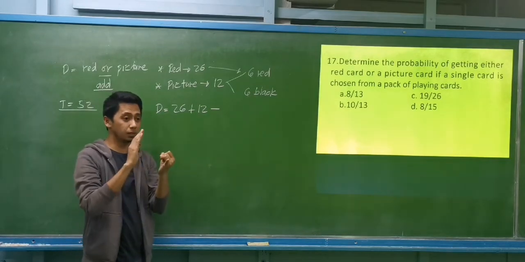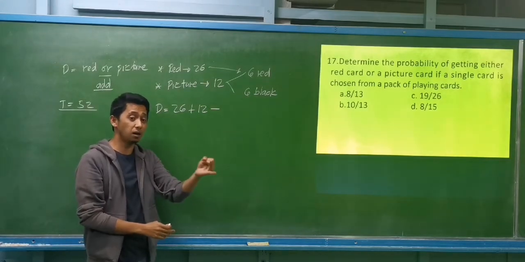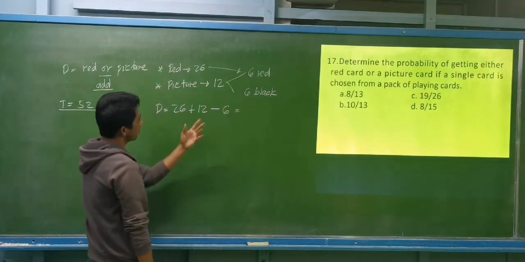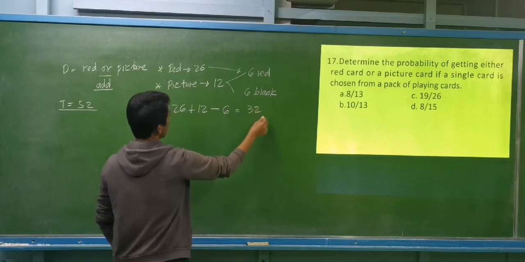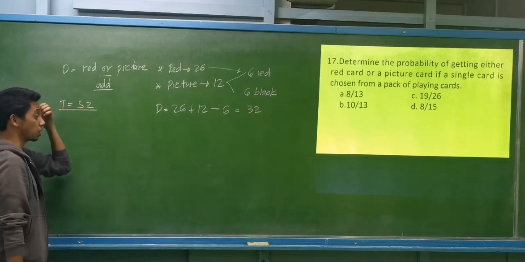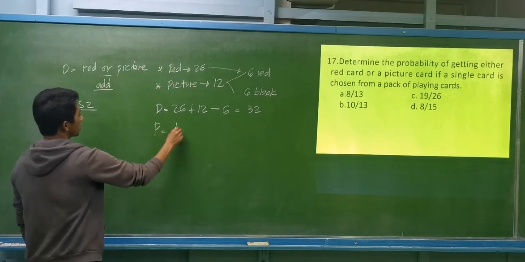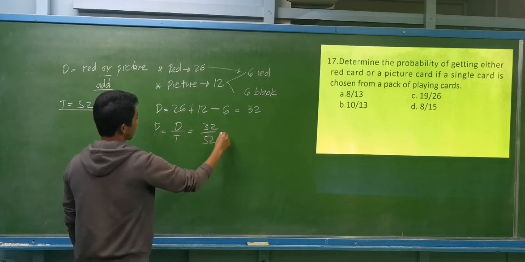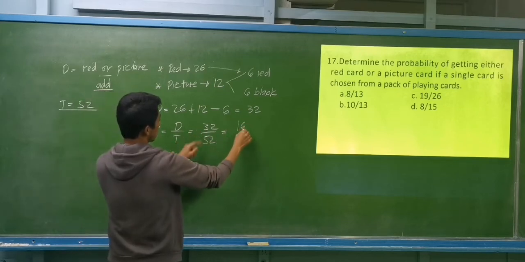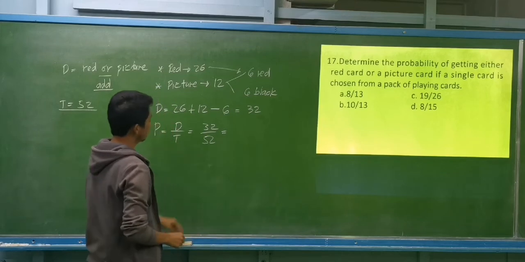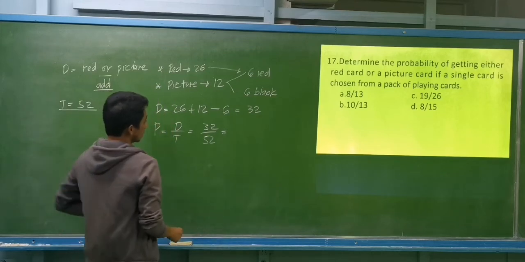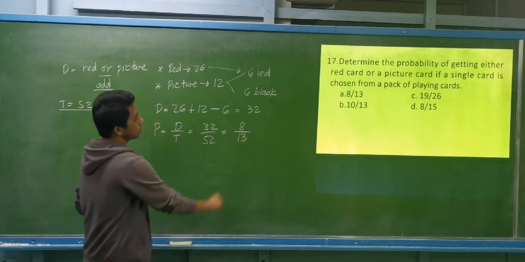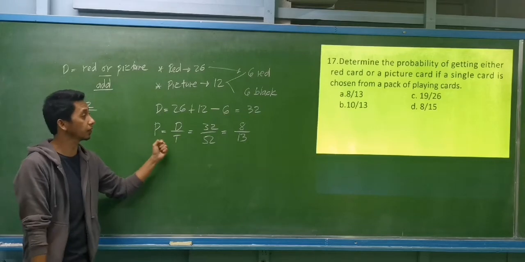Redundant yan. Reason, they are picture card at the same time, they are red cards. So, minus 6. So, ilan ito? So, 26, parang plus 6 lang. This is 32. So, 26 plus 6 is 32. So, we have yung probability is the desired divided by the total. That is 32 divided by 52. So, this is the same as 16 over 26, divisible by 2, 8 divided by 13. 8 over 13 yung sagot. Letter A tayo.